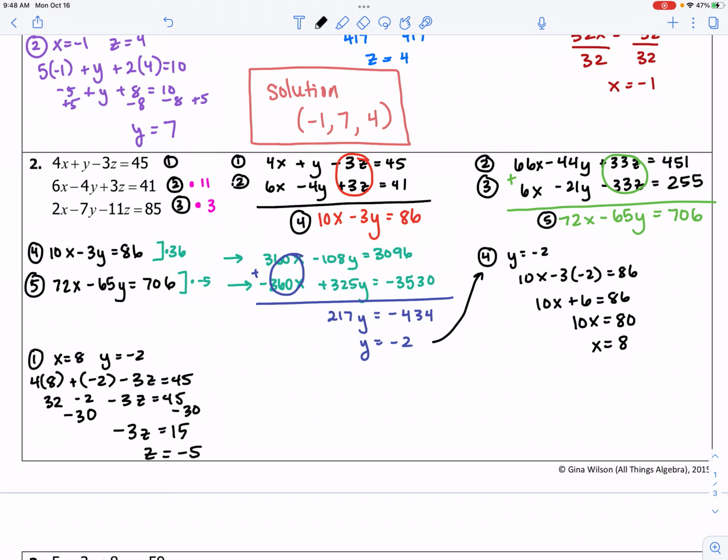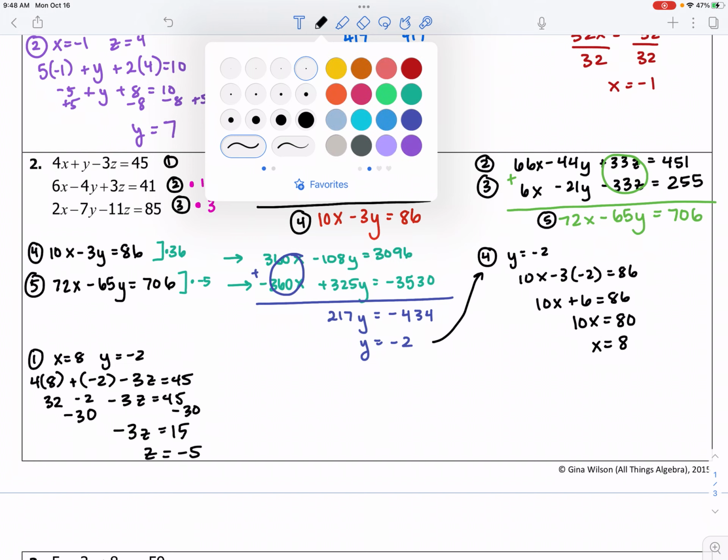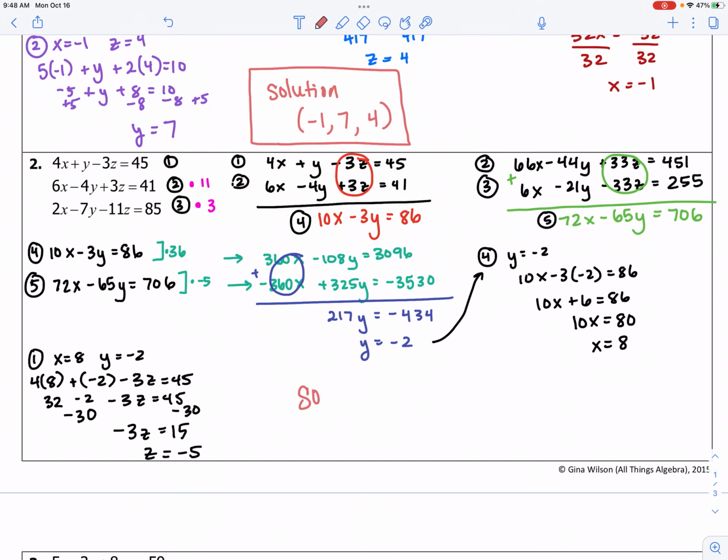So our solution, again, we put this in order, x, y, z. So my x is 8, my y is -2, and my z is -5.